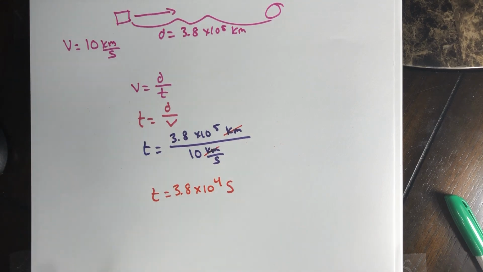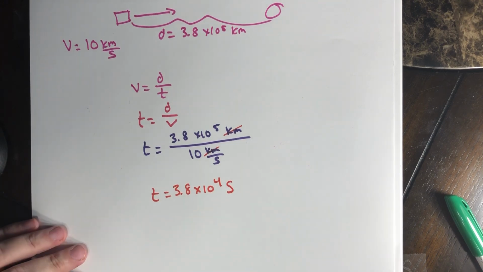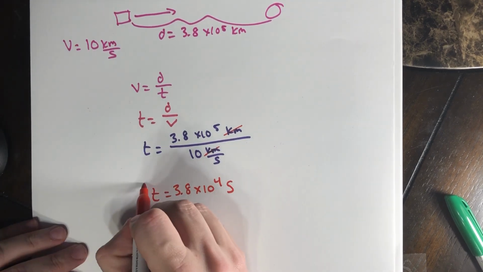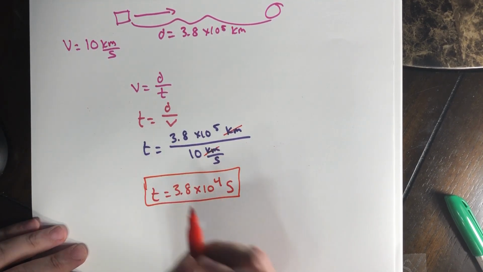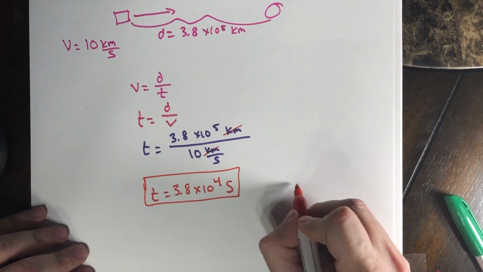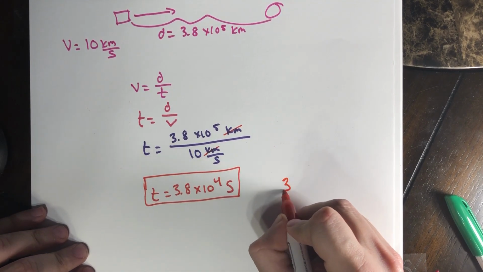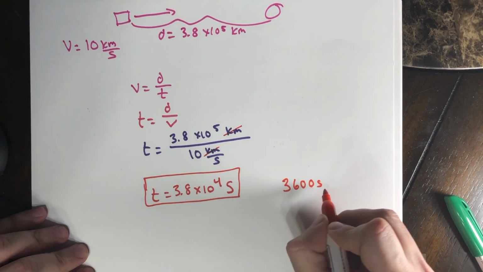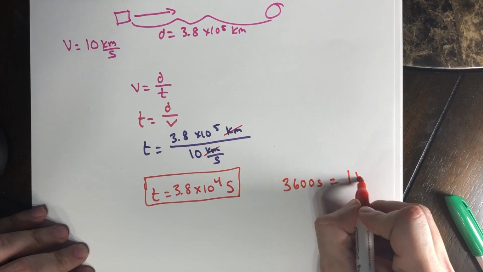But again, that doesn't really mean a whole lot to me. I don't know if it means much to you, but we'll put it into hours just to make it a little simpler to understand. Again, this is a perfectly correct answer. But if you want to see what it means, we'll convert from seconds to hours. And if you don't know, there's 3,600 seconds in 1 hour.